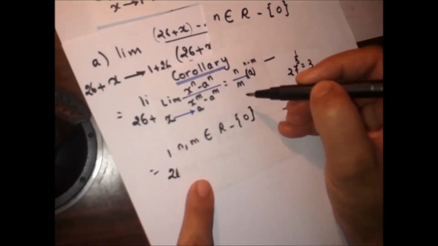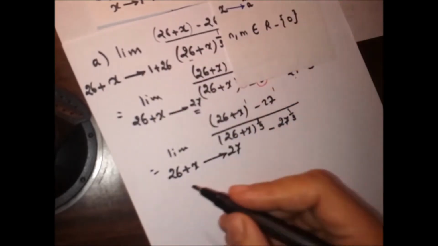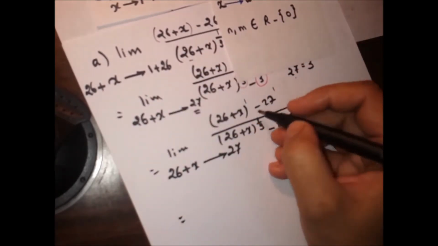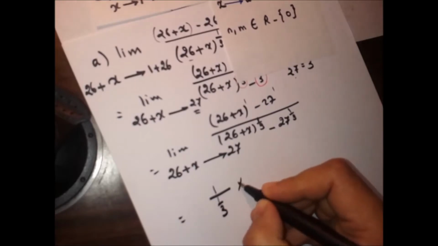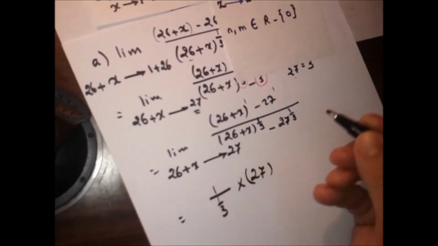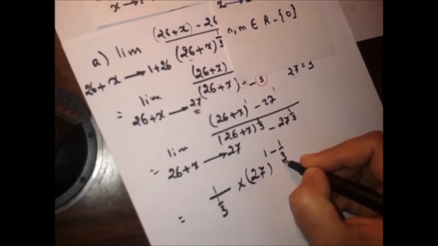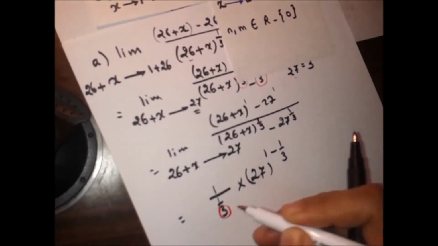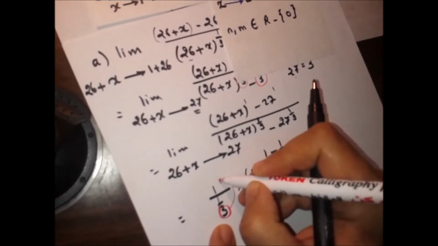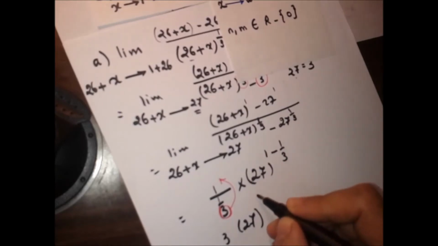take the power of the numerator over the power of the denominator times a to the power n minus m. So this is equal to, power of the numerator is 1 over power of the denominator is 1/3 times a, which is 27 to the power of power of the numerator, so 1 minus power of the denominator, which is 1/3. This is equal to, if you have a denominator of the denominator, just move it up. So just move the 3 up. And here we have 27 to the power 1 minus 1/3 to be 2/3.